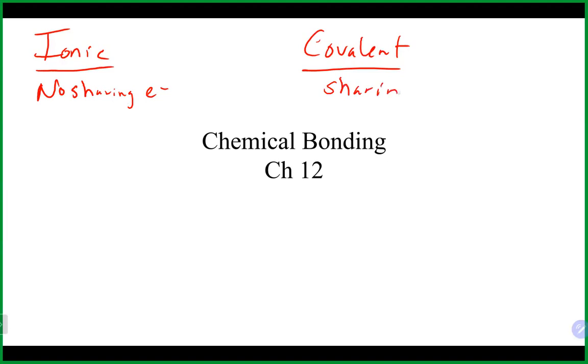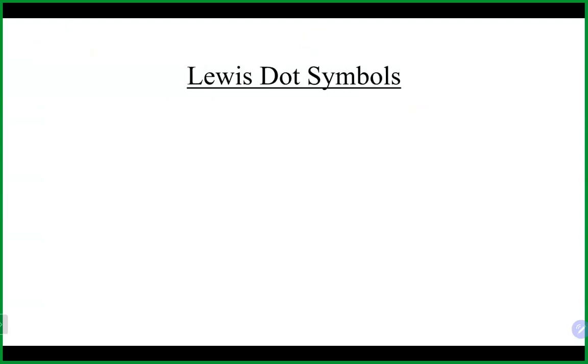And as we'll talk about, even with sharing of electrons, it may be equal sharing, maybe unequal sharing, but there's some aspect of sharing of electrons when we're talking about covalent bonding. And ionic bonding, there's absolutely no sharing of electrons. So let's get into this then.